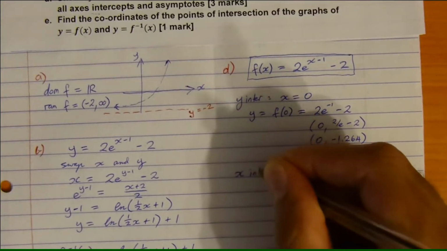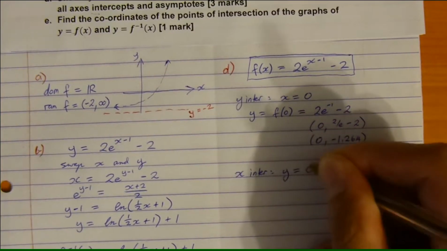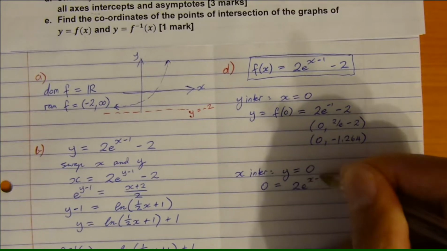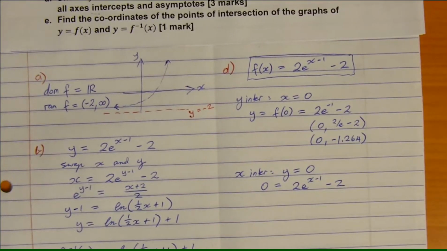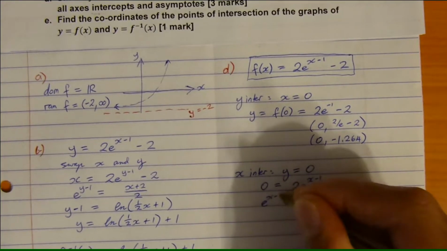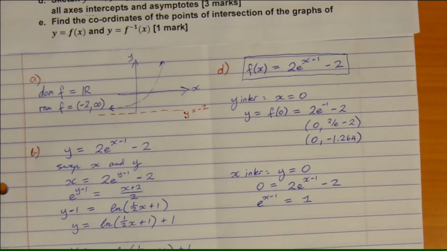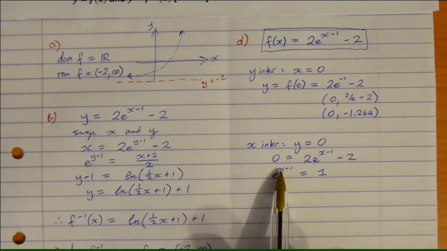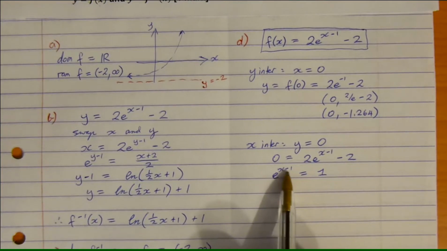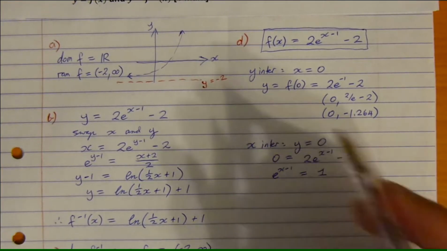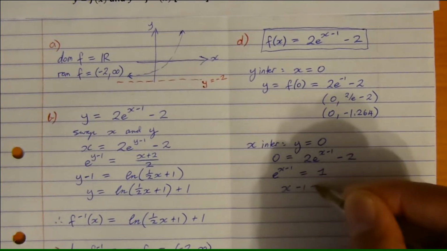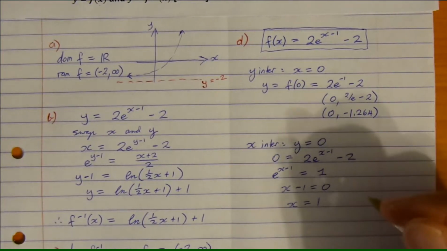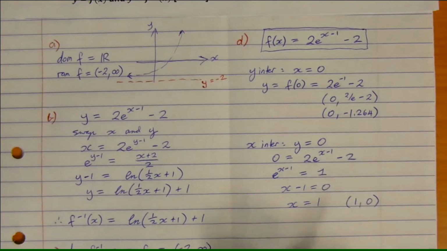Okay, now to find the x-intercept of my initial graph. So the x-intercept, y equals 0. 0 equals 2e to the x minus 1, minus 2. So then I'm left with e to the x minus 1 is equal to 1. Now if we consider this, in order to solve this, this power up here, x minus 1, must be equal to 0, which means that x equals 1. So I now have my x-intercept at 1, 0. Okay.